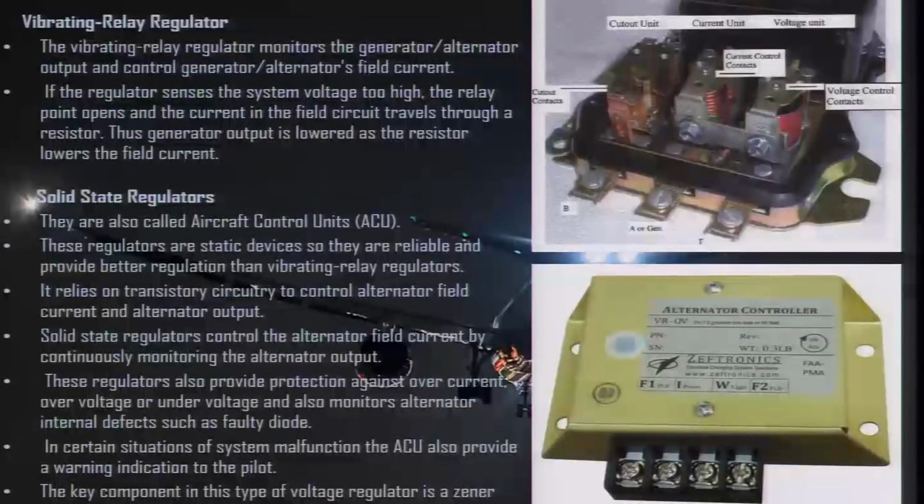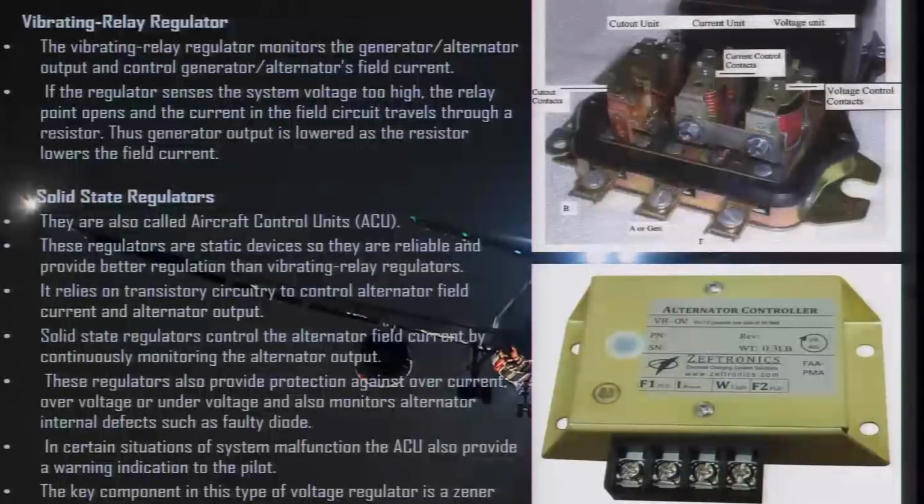Now, solid state regulators, they are also called alternator control units. These regulators are static devices, so they are reliable and provide better regulation than vibrating relay regulators. It relies on transistor circuitry to control alternator field current and alternator output. Solid state regulators control the alternator field current by continuously monitoring the alternator output. So, same concept being used, the field current is being continuously monitored. By controlling the field current, you can control the alternator output.